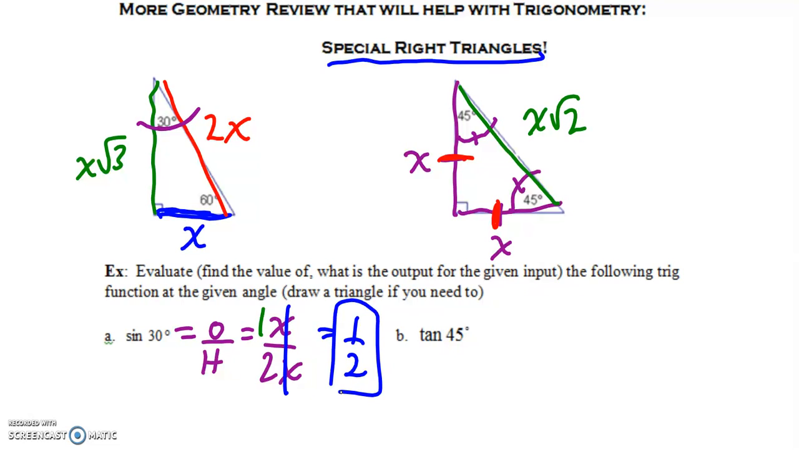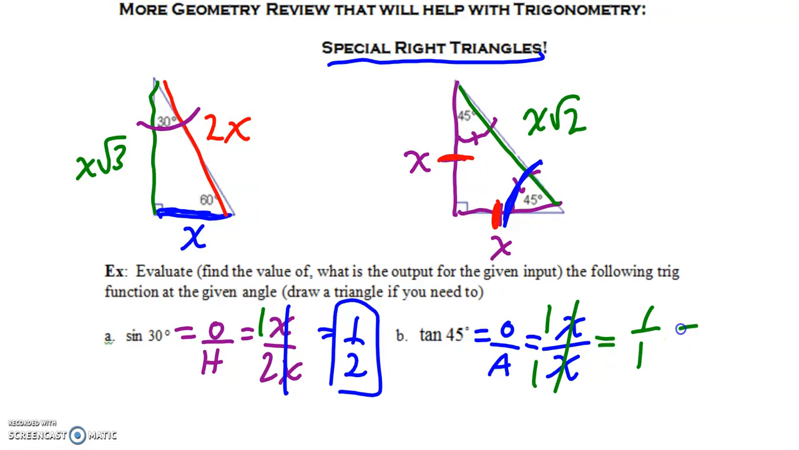The tangent of 45 degrees. Now we're going to use this triangle as a basis. And we have two angles that we could choose from because they're both 45. Let's choose this one just for the sake of it. Tangent is defined as opposite over adjacent. The opposite side is x, and the adjacent side is also x. So just like the last problem, this would really be 1x over 1x. The x's would cross out, so your ratio will be 1 over 1, or just 1.